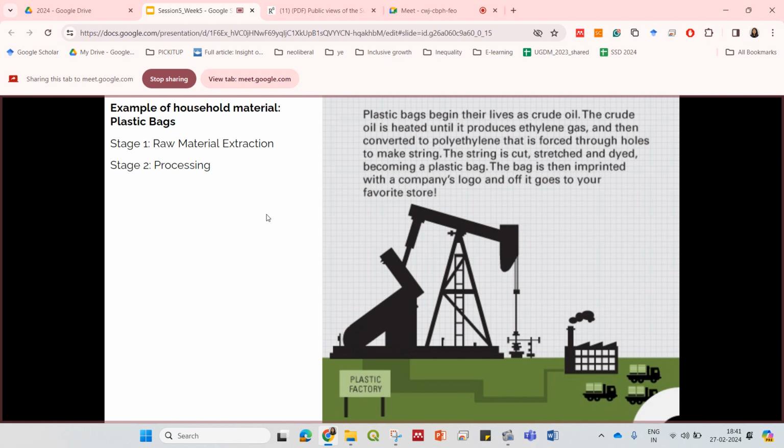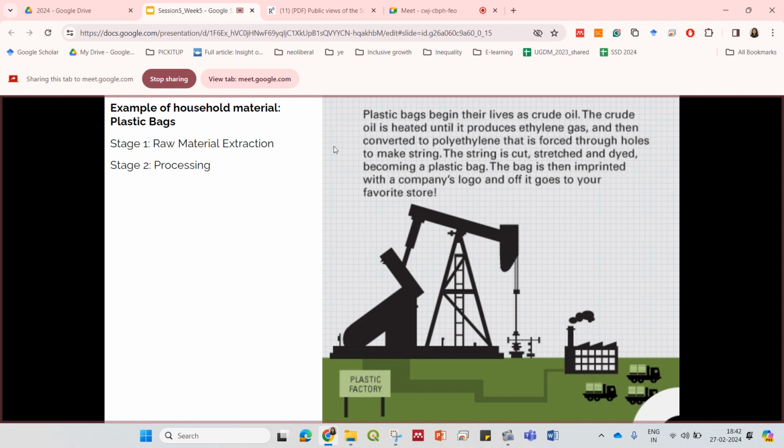So, how plastic bags are made: the raw material is extracted, then the processing, then use, and then waste disposal and recycling is done. I'll discuss all of that, and using that I'll show you how you can make the life cycle assessment or the life cycle flowchart for it. So plastic bags, they begin their life as crude oil.